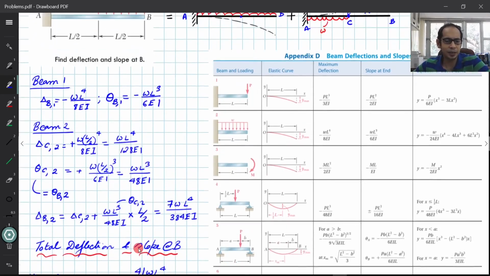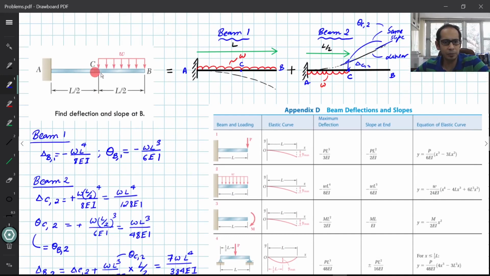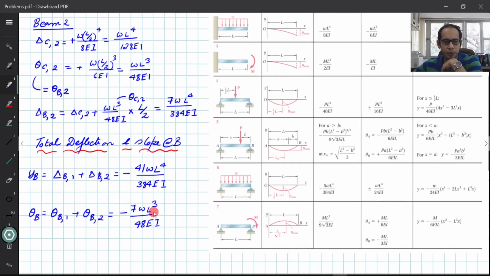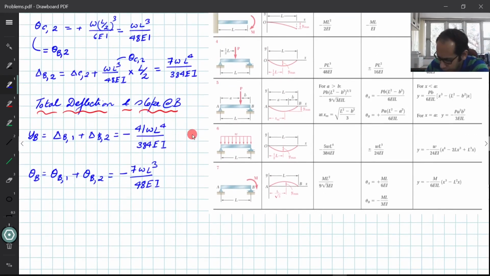This one makes sense, it will be negative because your beam deflects something like this, towards the vertically downward direction of y, and your slope also comes out as negative, so that means you have a clockwise kind of rotation, something like this. Right. So I hope this problem example was clear.